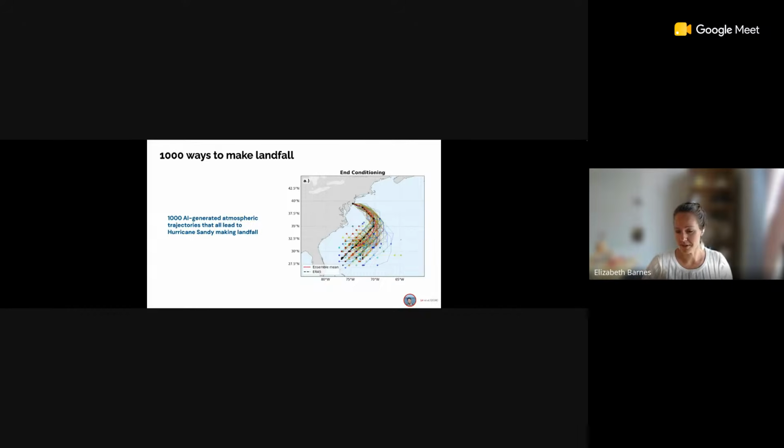So here's an example. This is of Superstorm Sandy making landfall. And we have 1,000 different trajectories where instead of starting in the same spot and running forward, we're starting at the same endpoint and running, if you will. Yeah, we're not actually running it. It's not autoregressive. We're working on that right now. But we are generating these trajectories, if you will, backwards. A few things to note.